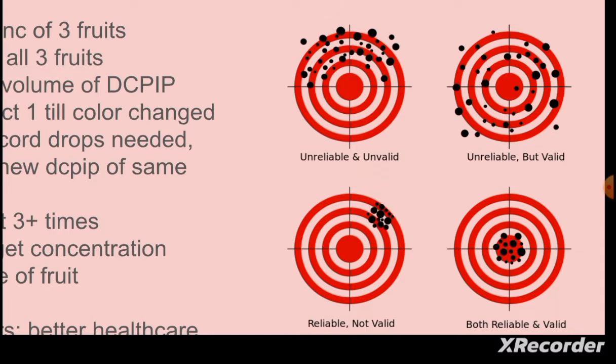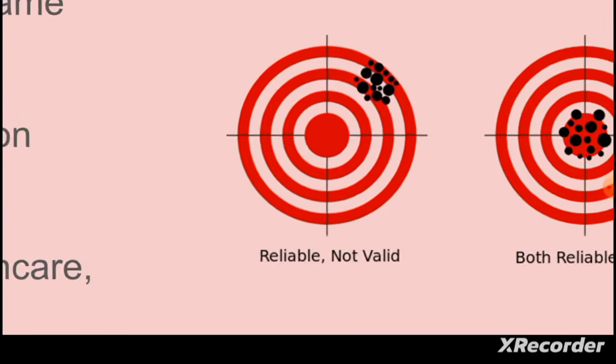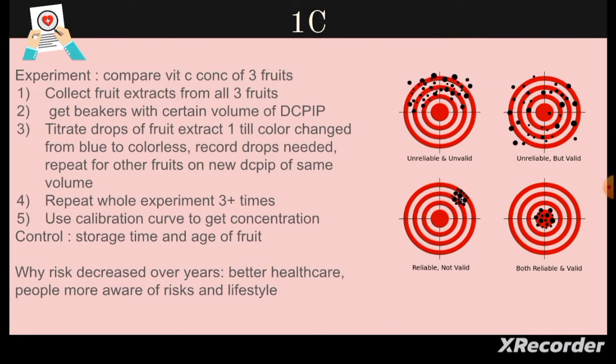Okay, the difference between reliability and validity. Reliability is when you can repeat the experiment multiple times and get similar results, like here. Validity is when the results are correct.